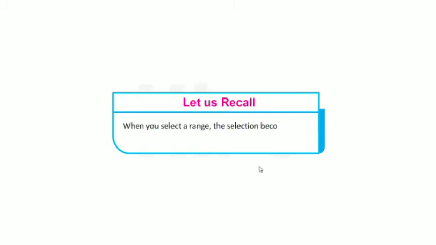When you select a range, the selection becomes dark with a border around it. So how do we recognize that our cells are selected? The selection becomes dark and a border appears around it. So we can understand that this group of cells is selected.